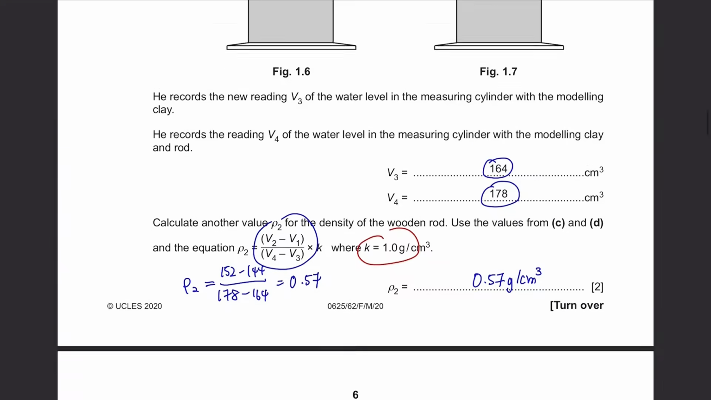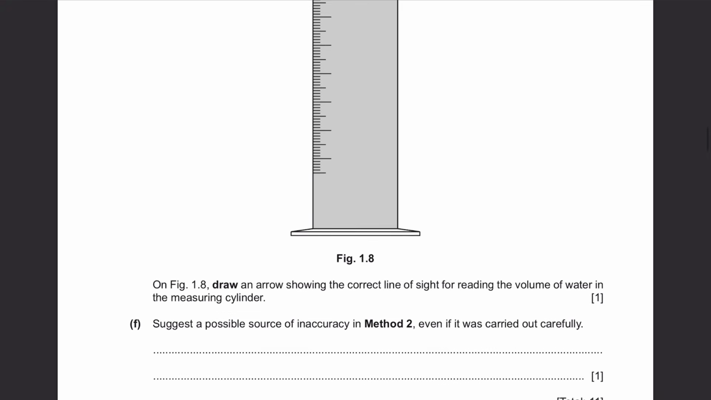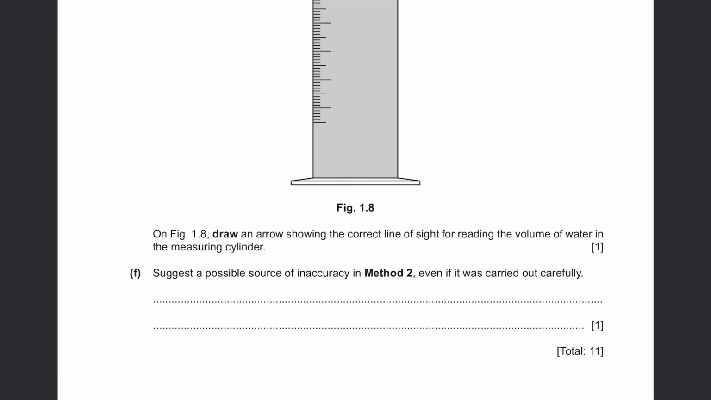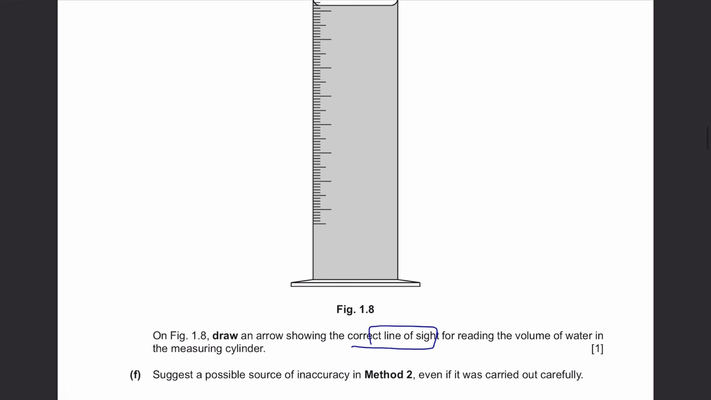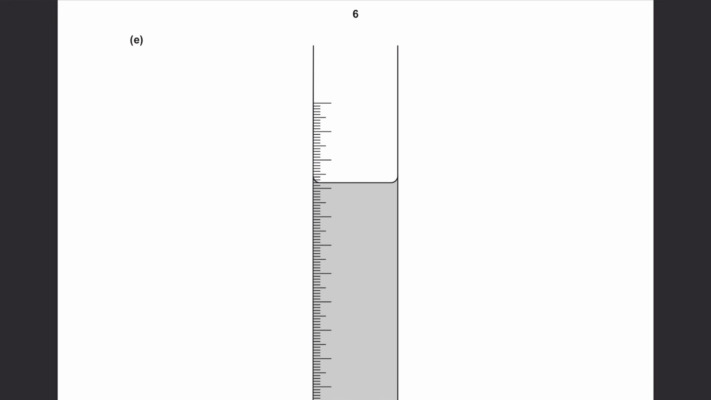Part E. On figure 1.8, draw an arrow showing the correct line of sight for reading the volume of water in the measuring cylinder. To avoid the parallax error, you should read it perpendicular to the measuring cylinder, so you just need to draw a straight arrow.